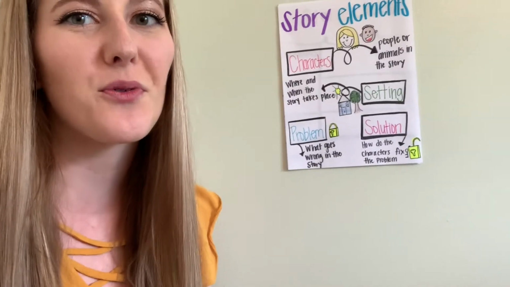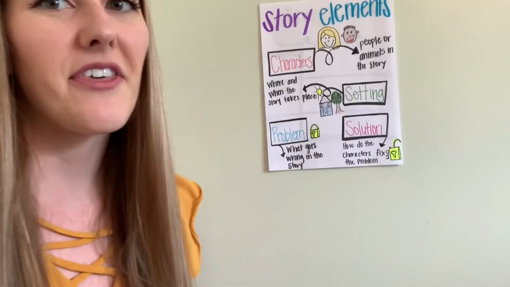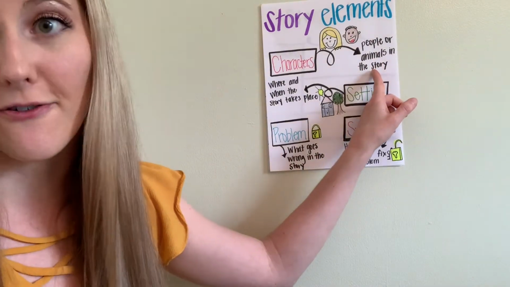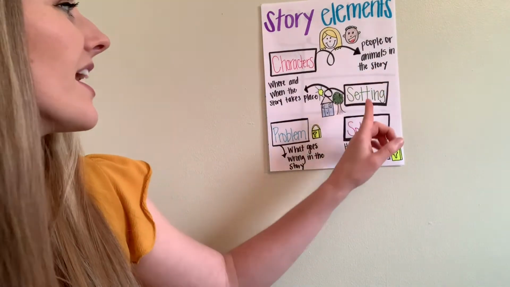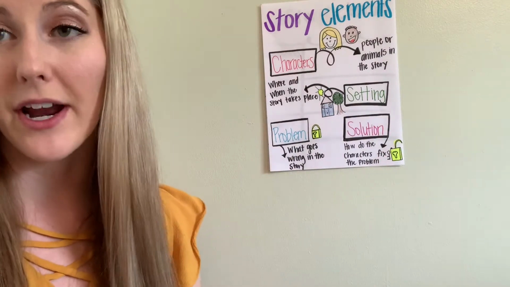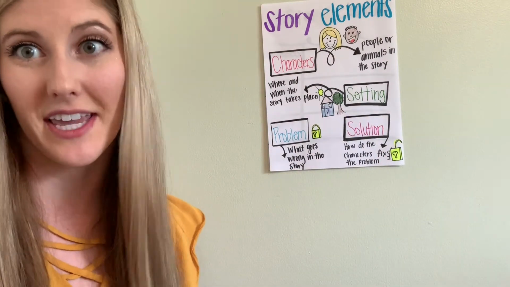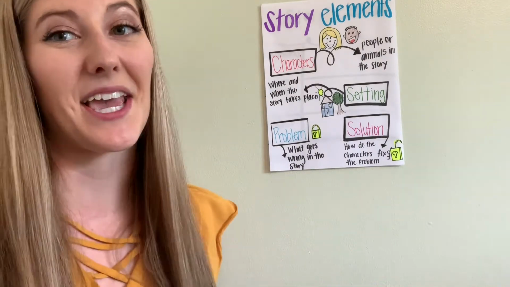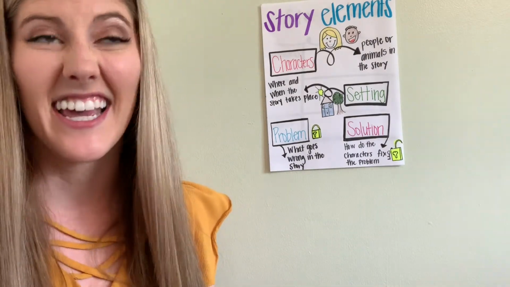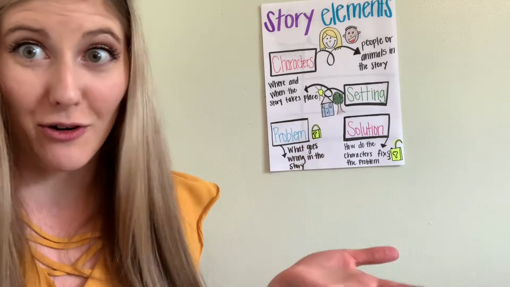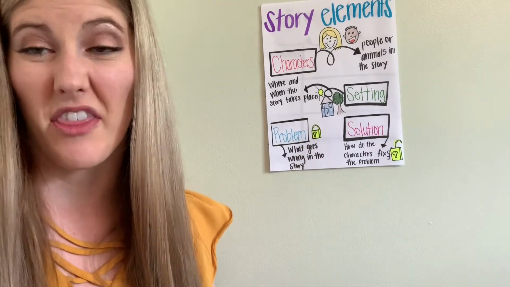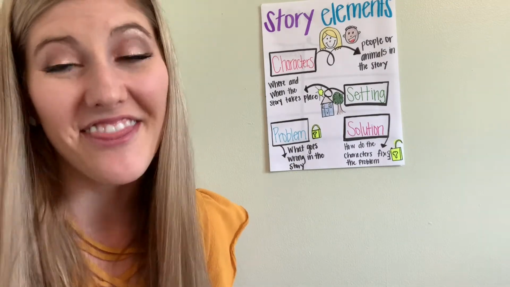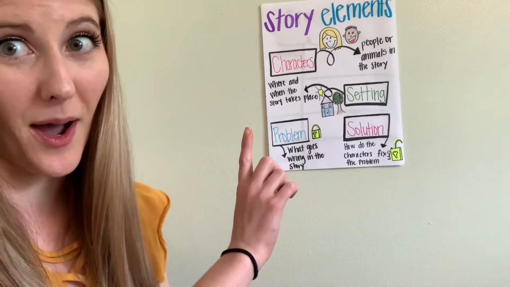All right, so our story elements. If I'm thinking about my characters, those are the people or the animals that are found in my story. The setting is where and when my story is taking place. Is it taking place in the morning? Is it taking place at night? Are the characters in outer space? Are they in the desert? Those kind of things.